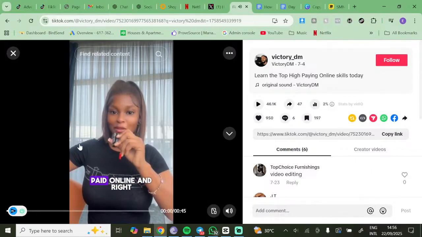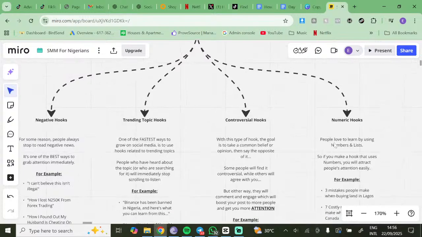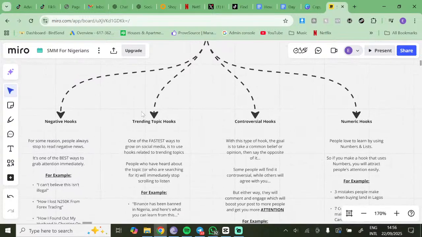5 ways to get paid online. Type in the chat which of all the hooks I just mentioned she's using. Is she using numeric, controversial, trending, or negative? If you think it's negative, type negative. If you think it's trending, type trending. If you think it's controversial, type controversial. If you think it's numeric, type numeric. I want to see it in the chat. Type the one you think she's using.